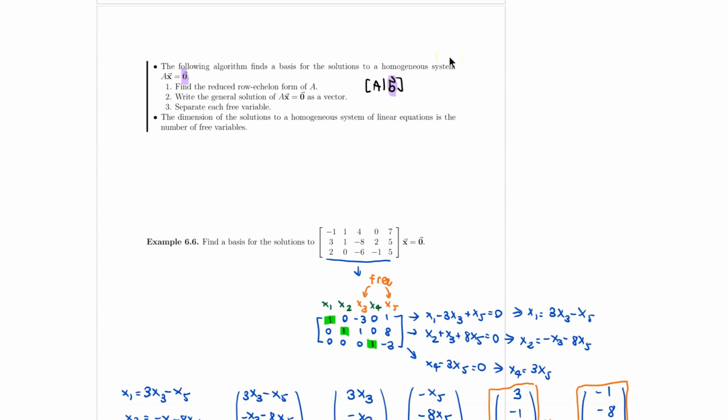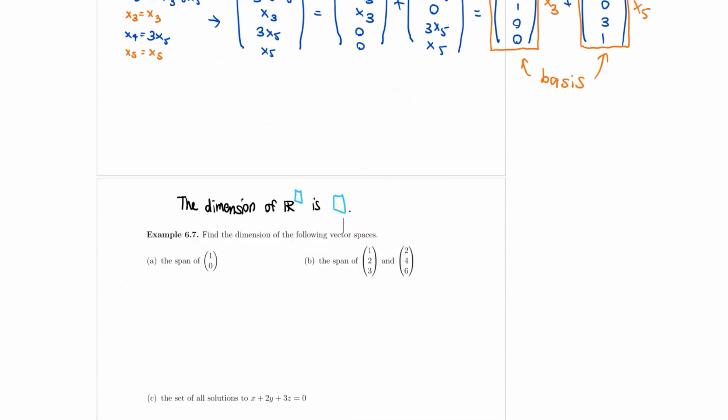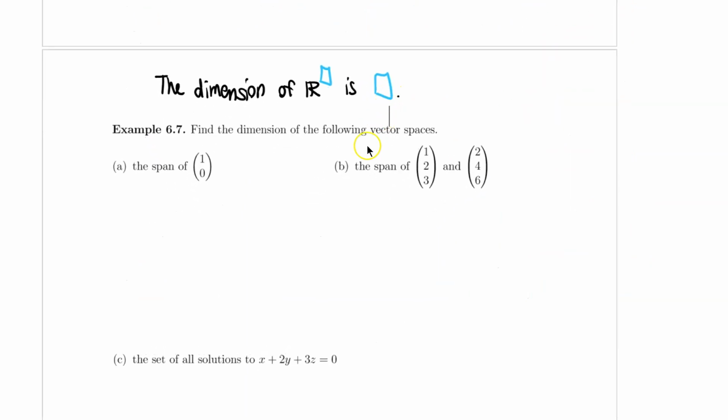Or in the next example, we find that the basis for the solutions to this guy has 2 vectors. So that means as a vector space, this guy has dimension 2, and we would not be able to tell from just looking at the matrix here. So in general, let's say in part B, if I want to find the dimension of the span of these 2 vectors, I cannot just take a look at it and say, oh, I have 2 vectors, so it should have dimension 2. So this is not correct.